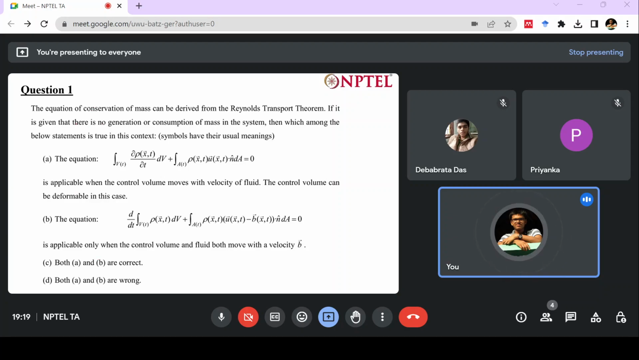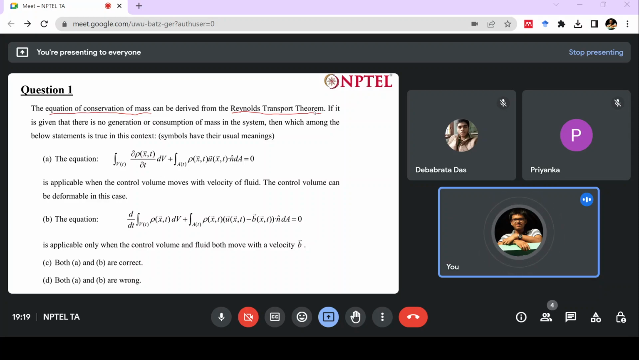What are we discussing here? We are discussing the equation of conservation of mass, and where it is defined from. It is defined from Reynolds transport theorem. So, can you recall what the Reynolds transport theorem says? What is Reynolds transport theorem?